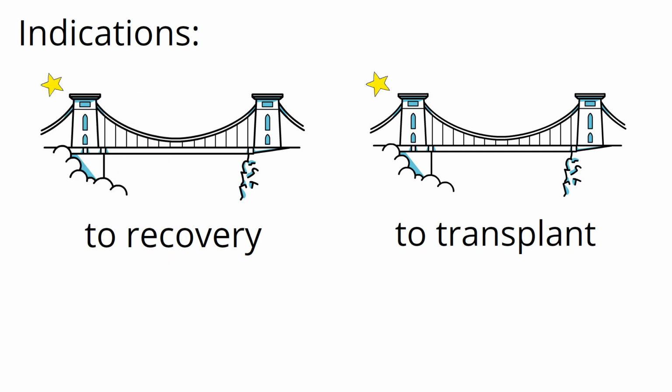The bridge to recovery means that we are using ECMO to support the patient while allowing the lungs to rest and heal. The goal is for the lungs to recover and to hopefully wean the patient off of ECMO support. This is the most common use of VV ECMO. VV ECMO is used as a bridge to recovery only in specific circumstances.